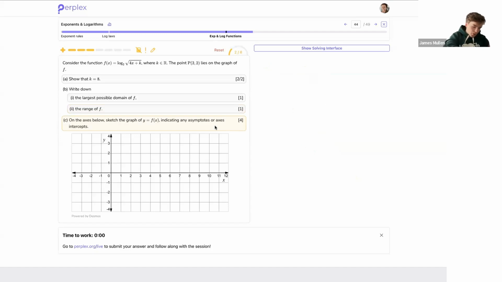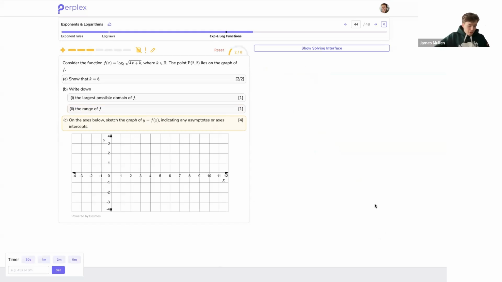So on the axes below, we want to sketch this function. All right, so what do I know? I know that at x is equal to minus 2, the function is undefined, right? I can't put 0 into the log. And I also know that as I get close to minus 2, like I said in the previous part, we're going to go to minus infinity, which means that I have a vertical asymptote at x is equal to minus 2. I also know that we pass through the point (2, 2).